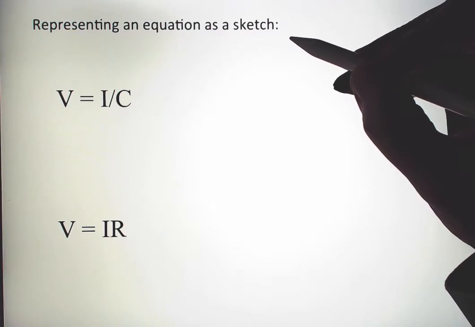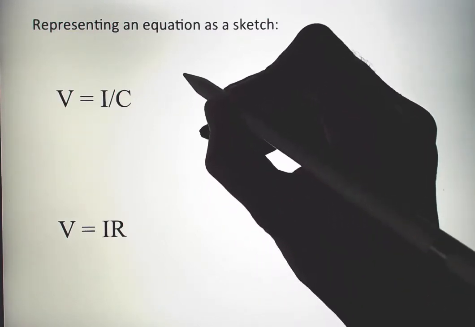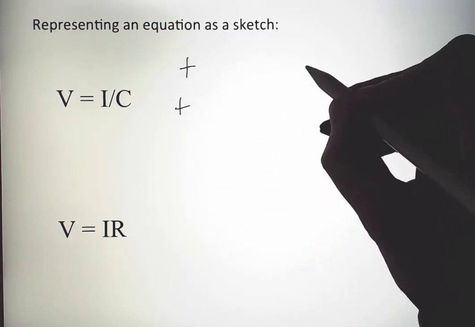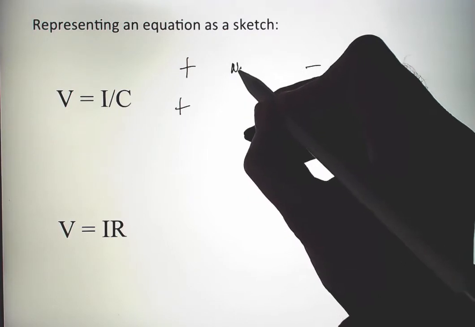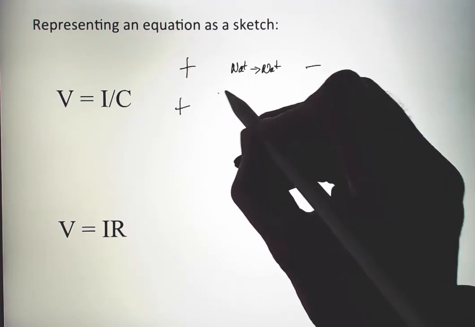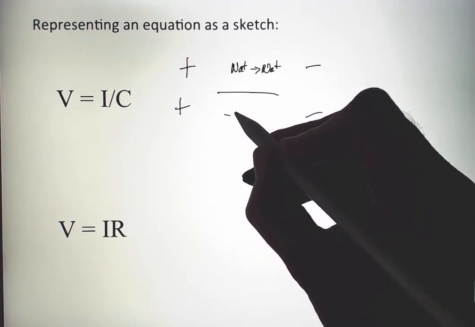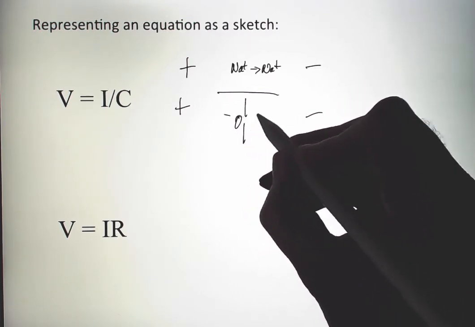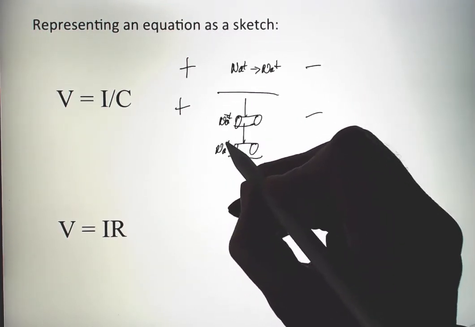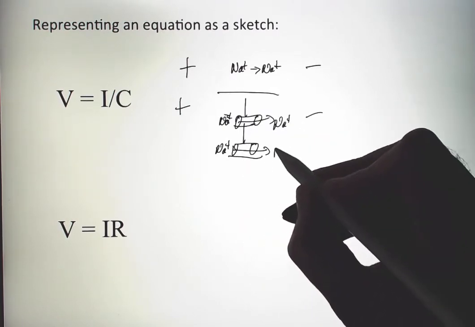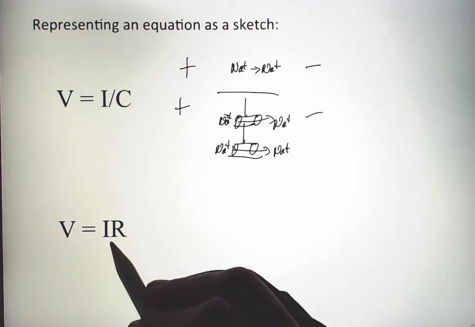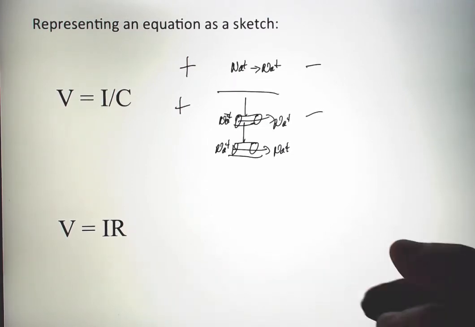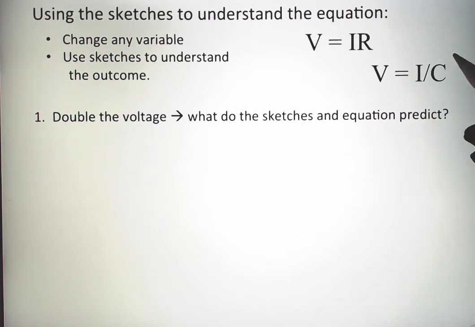We can represent an equation as a sketch. I'll do this top one, voltage, difference in charge between two locations, equals a current, movement of charge, divided by the conductance, which is the number of ways that an ion can move from one location to another. And we could do the same thing for voltage equals current times resistance. We can use these sketches to understand these equations.